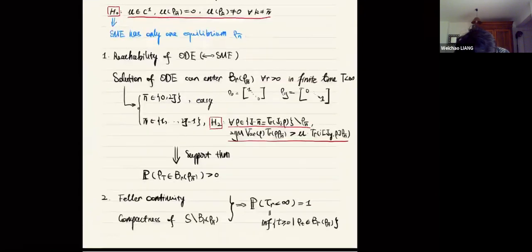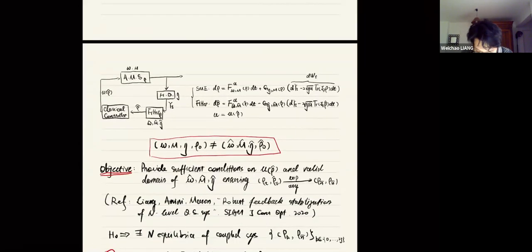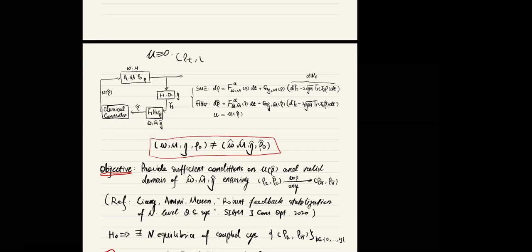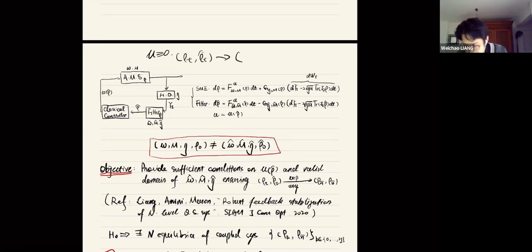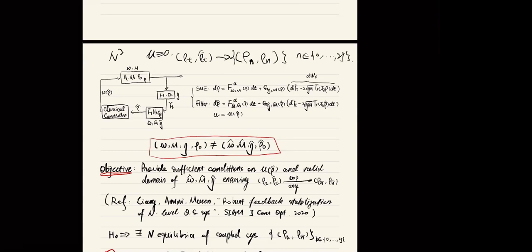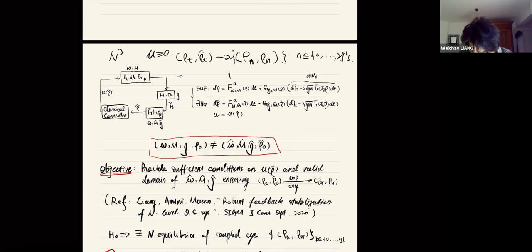Okay, the imperfect case. We can show that if u equals 0 identically, then rho t and rho t hat will converge. Normally in this case we have the n square equilibrium, but we can show that it will converge to the rho n, for n equal to 0 to 2j. It converges to the union of the other states, which means rho 0 up to rho 2j, with a certain probability.